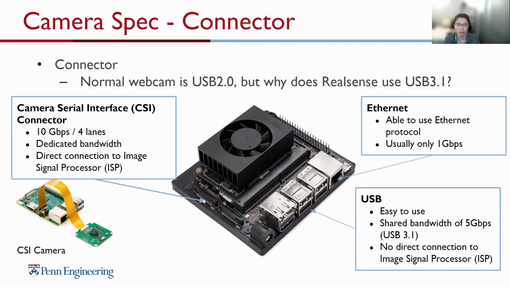There are 3 camera connectors on the Jetson. These are actually pretty common ones when you're talking about embedded camera systems. The first one, we can do Ethernet. There are many cameras that just do Ethernet. Each camera has an IP address, and with Ethernet, you can connect to a lot of cameras with a switch. However, Ethernet is quite slow, and the total bus over here is only 1 Gbps.